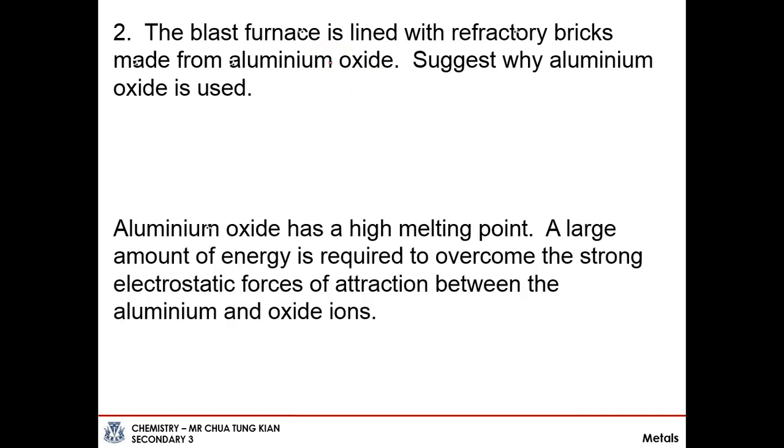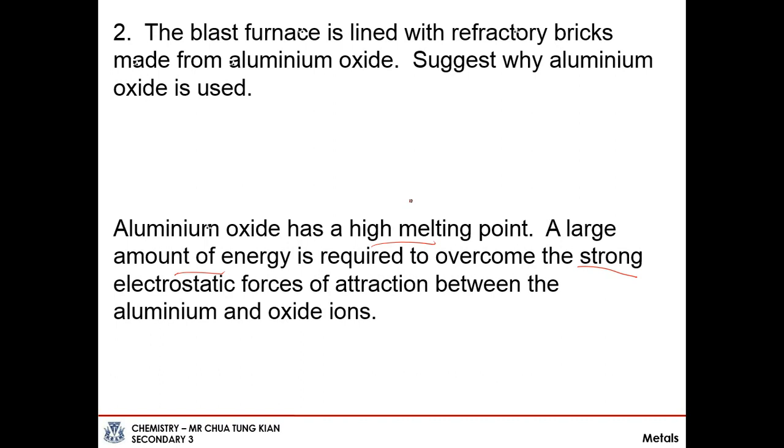It's because you need a large amount of energy to overcome the strong electrostatic forces of attraction between the aluminium and oxide ions. So strong forces, a lot of energy required. It means that it has a very high melting point and it can withstand the high temperatures in the blast furnace, which can be up to 1900 degrees Celsius.